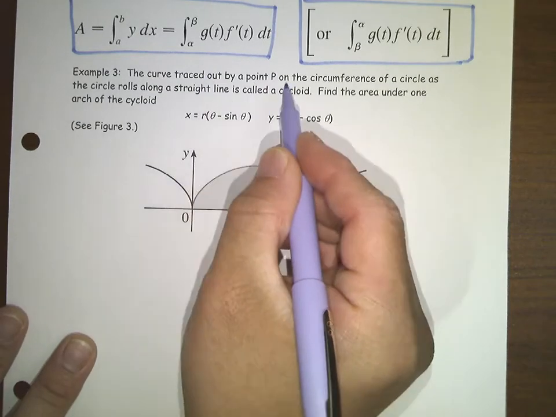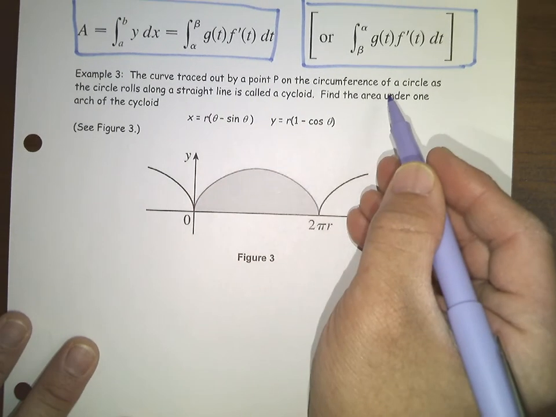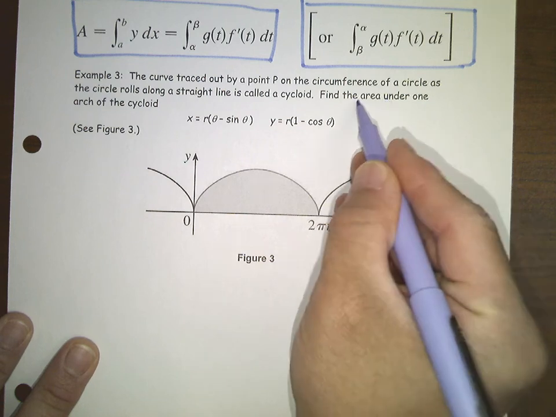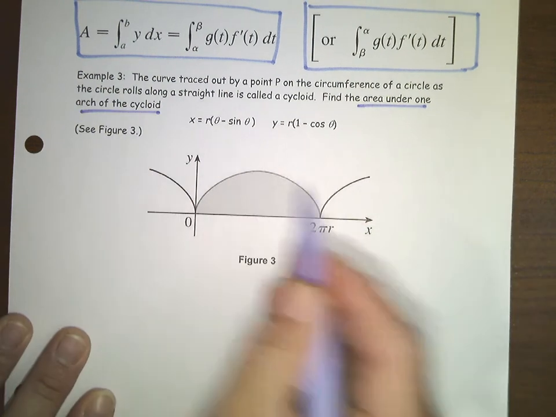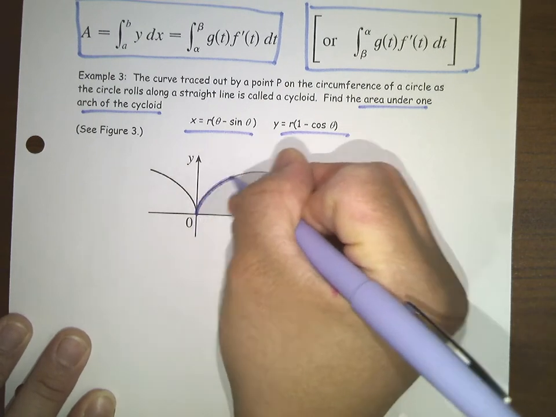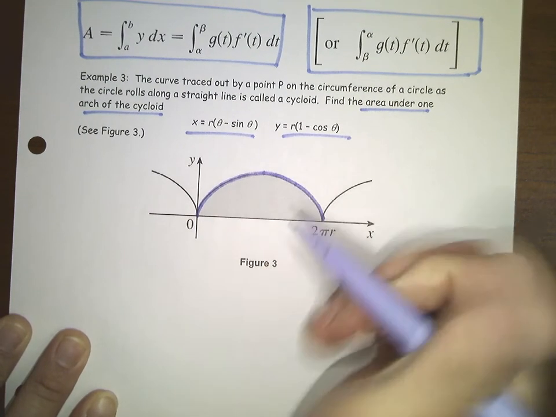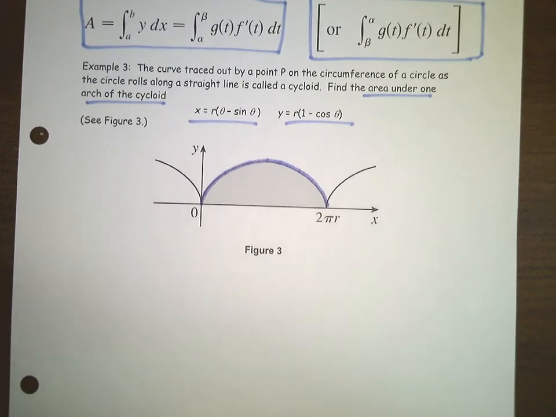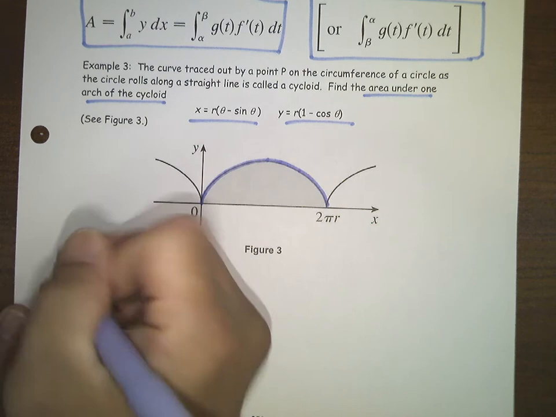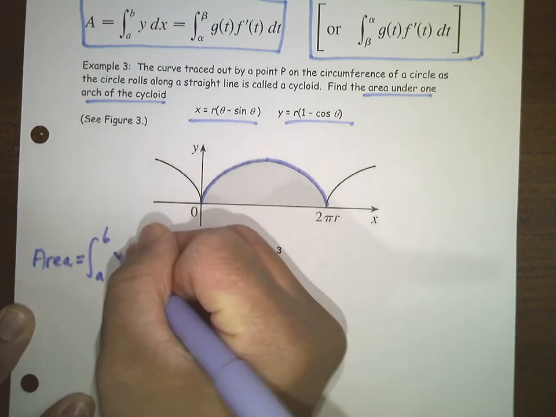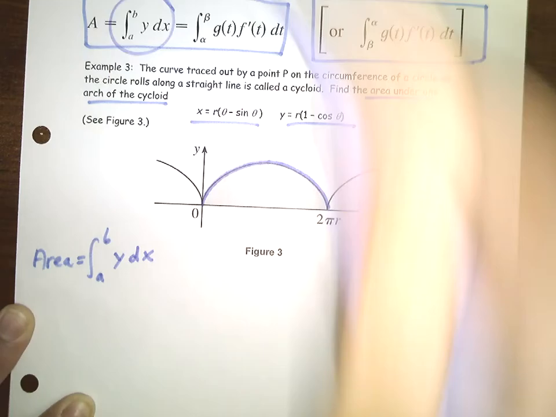Okay, so the curve traced out by a point P on the circumference of a circle as the circle rolls along a straight line is called a cycloid. Find the area under one arch of this cycloid right here. So this is a cycloid, and this is the one arch of the cycloid that we want to find the area under. All right, so here we go. The area is going to be the integral from a to b of y dx. So that's what it was.